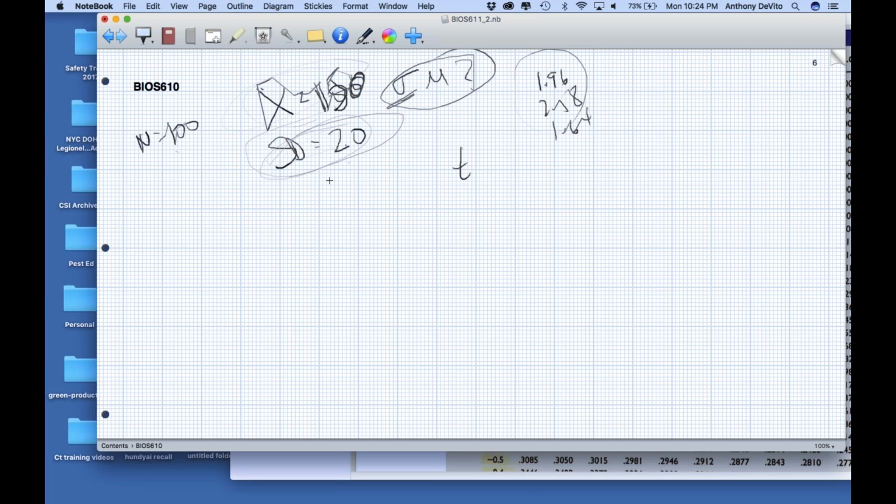Yeah. Let's stick with that. Let's stick with that 150. I kind of lost track of it as I changed pages here. Okay, so this t distribution, our normal distribution, our standard normal distribution, may look something like this.